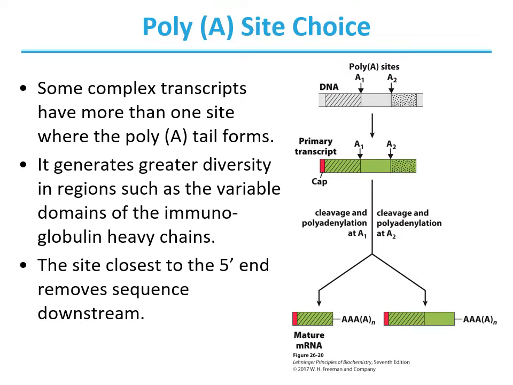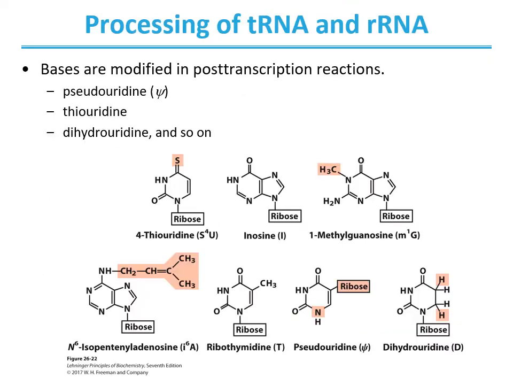Poly-A site choice. In some primary transcripts, the poly-A tail can be placed in one of multiple locations. Here you're looking at a poly-A tail being placed in one of two locations. This generates greater diversity and is used in generating the variable domains of the IgG heavy chain. Remember that the variable domain is where the IgG binds to its epitope.